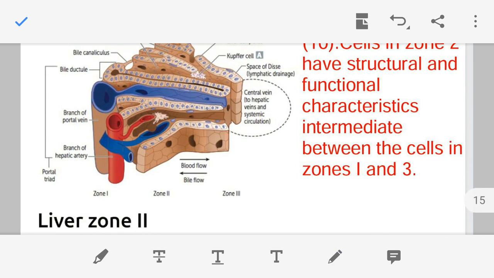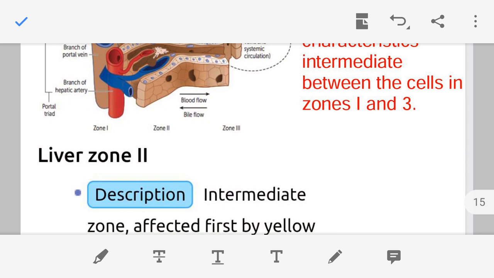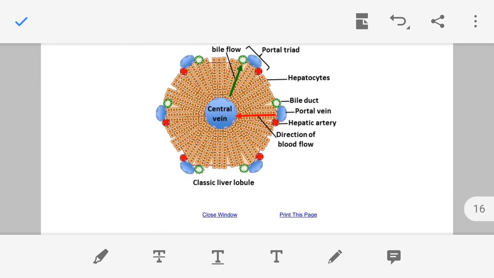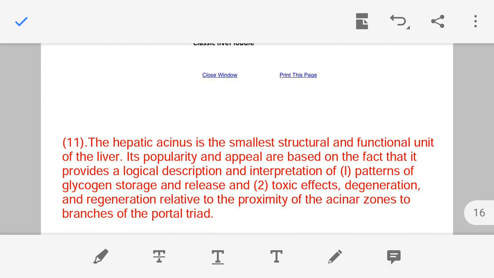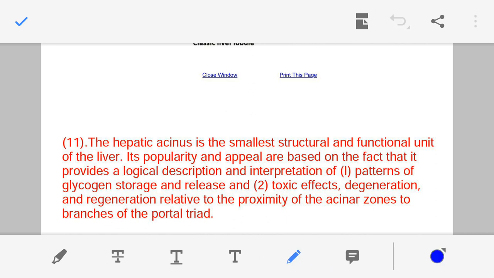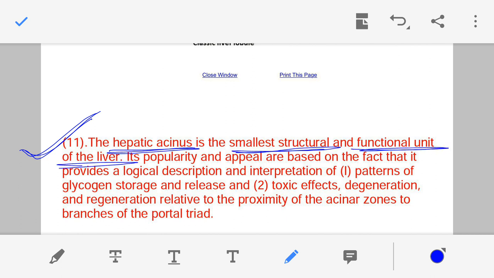And now the last point of today's presentation lecture, the last point is this. Now this model, the third model, the hepatic acinus model, is widely accepted all over the world, everywhere. What is the reason? See, the hepatic acinus is the smallest structural and functional unit of the liver, first thing.